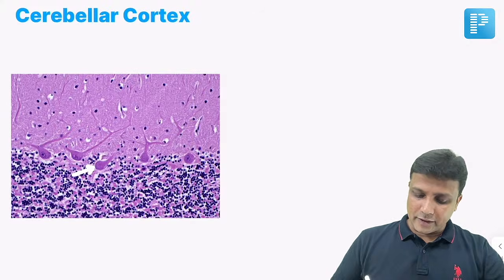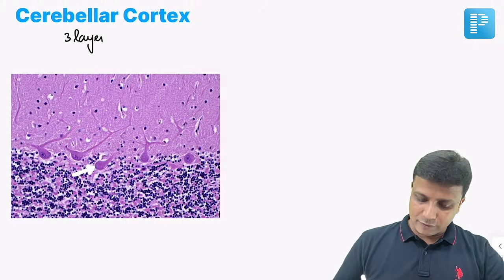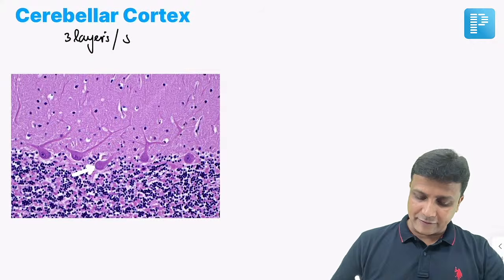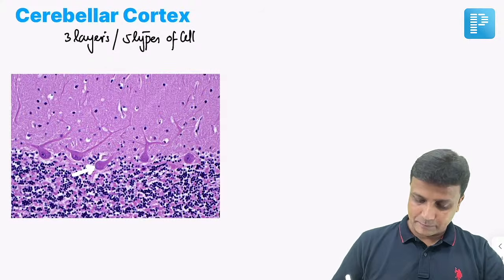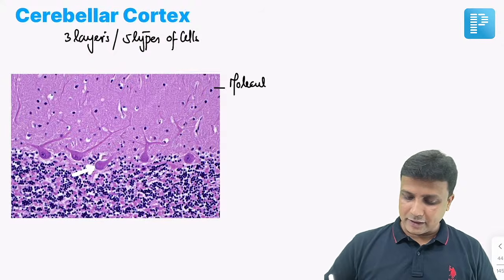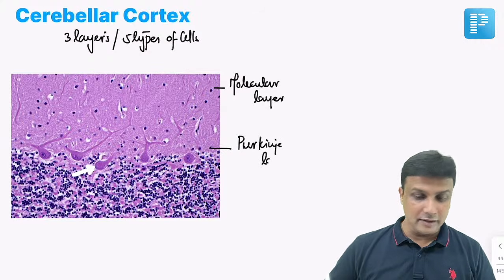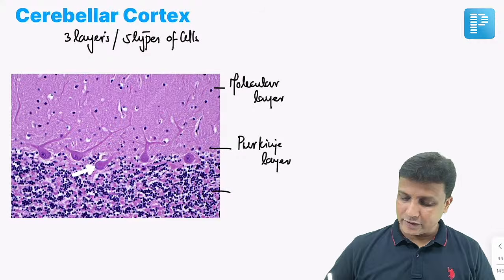In the cerebellar cortex, remember there will be totally 3 layers. And in these 3 layers, there are 5 different types of cells, sir. Remember the outermost layer here, this one will be the molecular layer. The middle layer here will be the Purkinje layer. And then finally this one here will be the granular layer, sir. The inner one will be the granular layer.